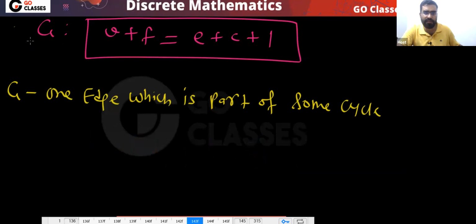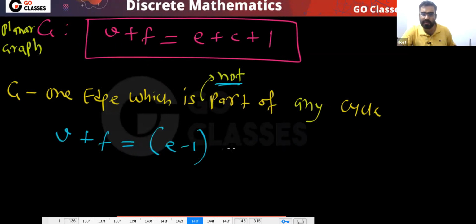And similarly, if I delete one edge which is not part of any cycle, then the number of vertices will be the same, the number of faces will remain the same, the number of edges is decreasing by 1, and the number of components is increasing by 1. Again, there is a balance.